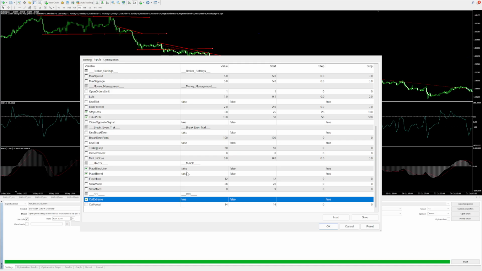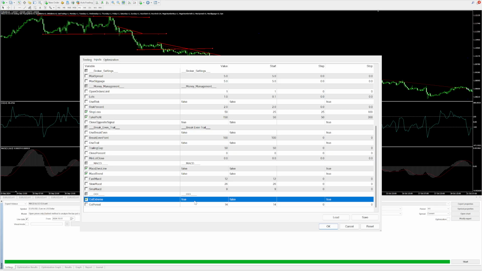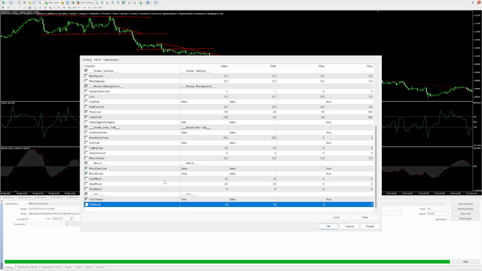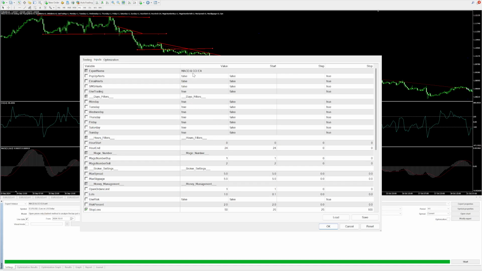You can set true or false, so MACD zero line, MACD trend, CCI extreme, true or false, the periods of the CCI, MACD various settings, fast, slow, and SMA. This is the name of the EA. You can change to anything you want, or you can just use the default name.